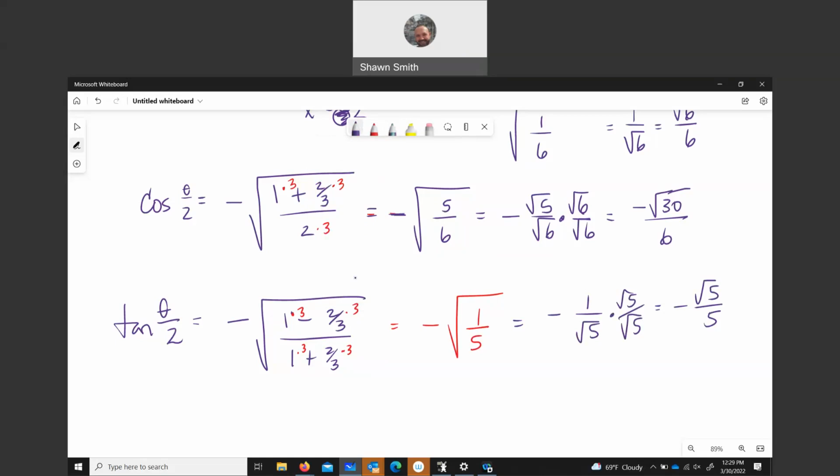All right, so that's your half angle formulas. Pretty simple, straightforward again. It's just using formulas. If you know one, you probably know the other two, easily can be derived. If you get them all together, you can derive them from the cosine of twice an angle formula. Any questions?